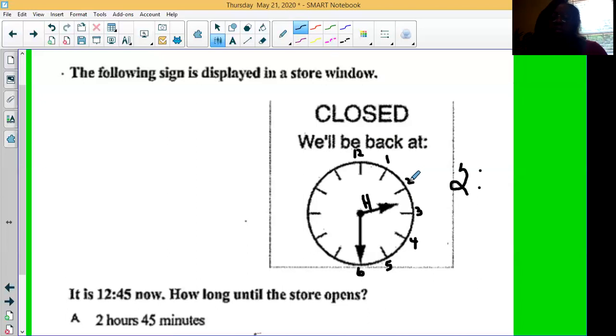Continue. 5 more would be 10. Continue. 5 more would be 15. Continue. 5 more would be 20. 5 more would be 25. And then we're now at 6 at 30. So then that tells me that the time is 2:30. Okay. So it says we will be back at 2:30. You're exactly right.